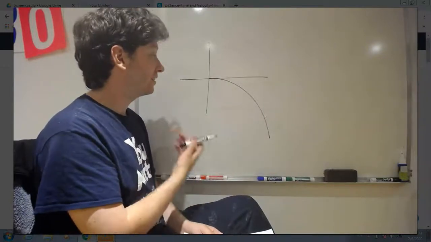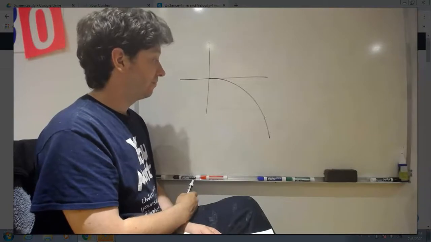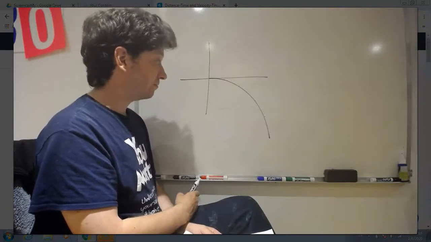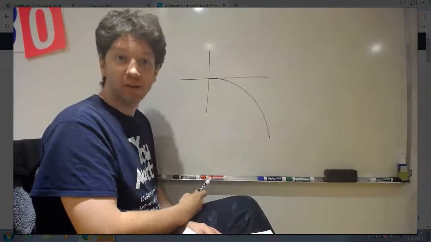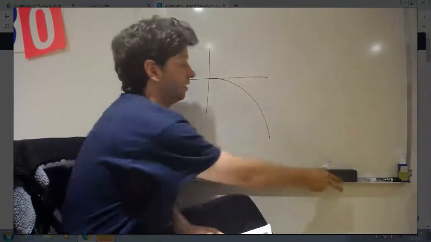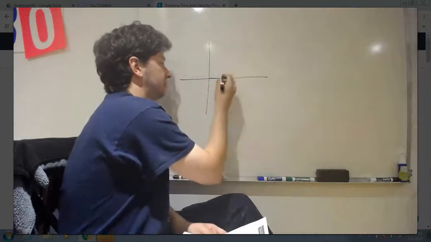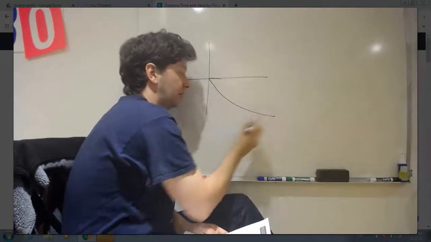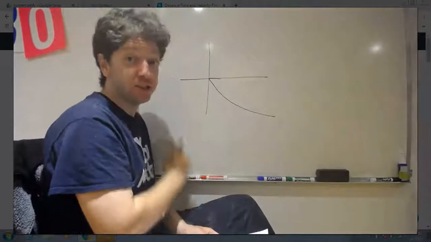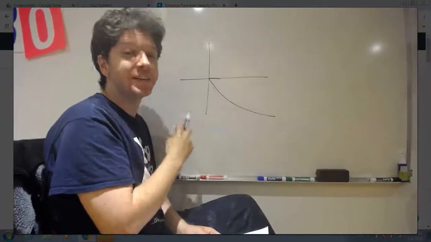So if this is our DT graph, I would say you're speeding up going backwards. However, if I were to write it like this, in this case, you're still going backwards, but you're slowing down.